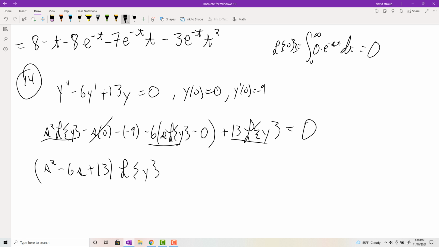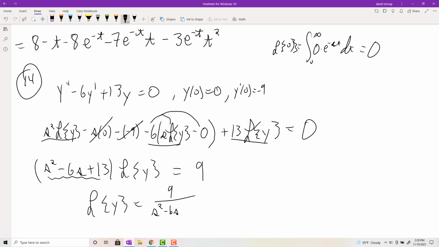And this will be 0, so you have plus 9 to move to the other side. And then this, you got a 0 there, so nothing there. And then Laplace of y equals 9 all over this junk, which I think we're going to have to probably complete the square, right? So s squared minus 6s. Negative 6 over 2 is negative 3, and then squared is plus 9, minus 9 plus 13.